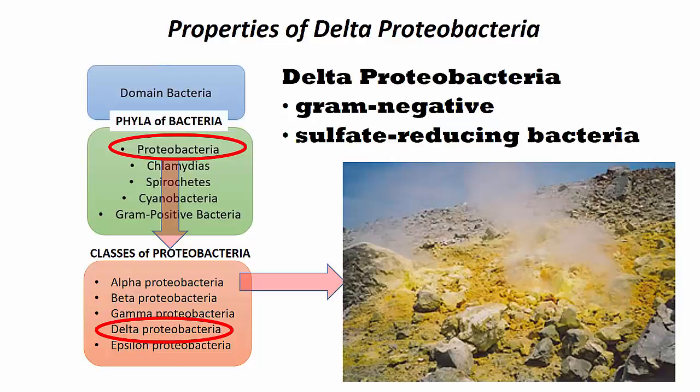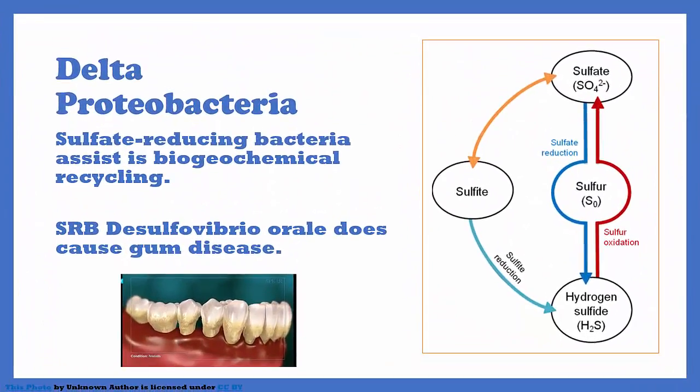The delta proteobacteria are gram-negative bacteria that have the ability to reduce sulfate. This sulfate-reducing bacteria assists in biogeochemical recycling. Also, we have sulfate-reducing bacteria Desulfovibrio orale, which causes gum disease.